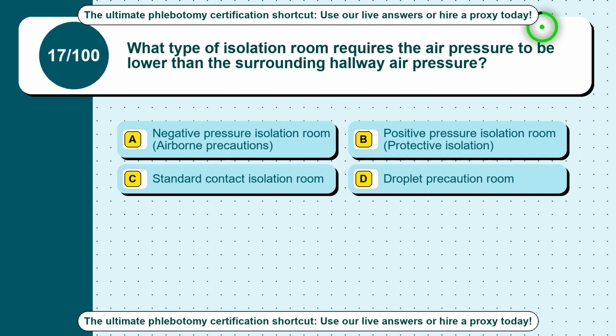Question 17. What type of isolation room requires the air pressure to be lower than the surrounding hallway air pressure?